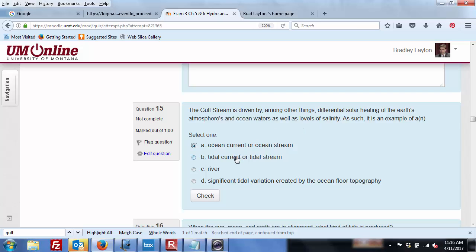So tidal is going to be driven by gravity, not by solar. A river is also driven by gravity and topology. Significant tidal variation created by the ocean floor. Probably not. So I'm going to go with A. We'll check to see if I'm right or not in a second. Any others?